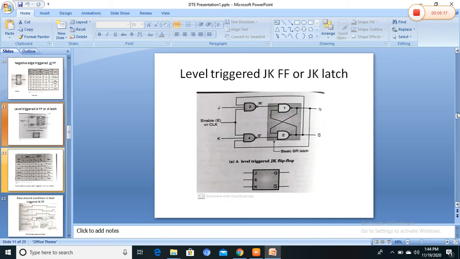This is a negative edge trigger we study. This is the level triggered JK flip-flop or JK latch. This level triggered circuit consists of a basic SR latch. In the JK flip-flop there is an SR latch and an enable input connected, with outputs Q and Q bar. This is the feedback path to NAND gates 3 and 4.